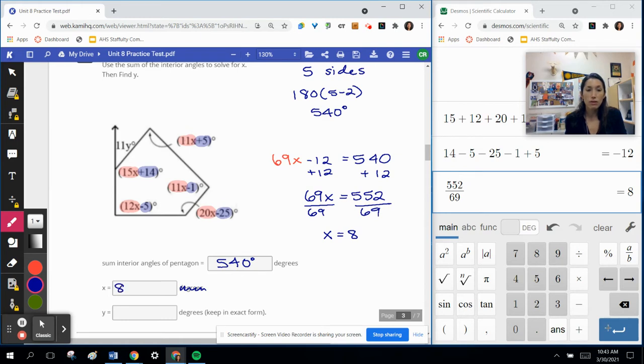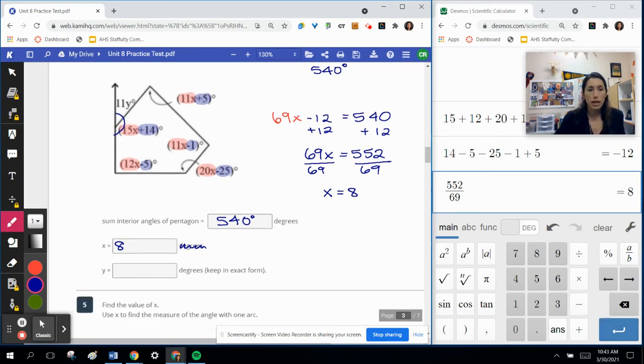And then what we are looking for is the value of y. So we're going to look at this angle right here. So what we know about these two angles is that they add up to 180. They're a supplementary straight angle pair. So what I can do is I can plug 8 into this one here, 15 multiplied with 8. Let's add 14 to that. And that will tell us what that angle measure is.